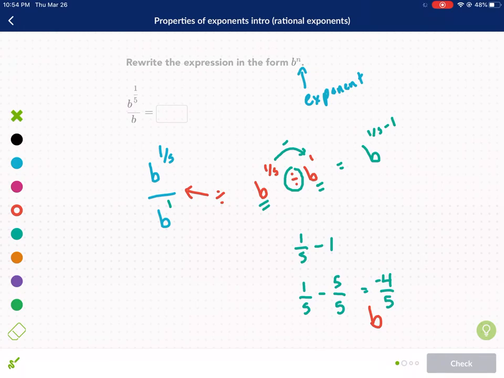Now, here's the problem. We have a negative exponent now. If we have a negative exponent, we have to change it so that it becomes positive. So this becomes 1 over b to the 4 over 5, positive, because if you move it to the denominator, it goes from negative to positive. So we can rewrite this problem as 1 over b to the 4/5 power.